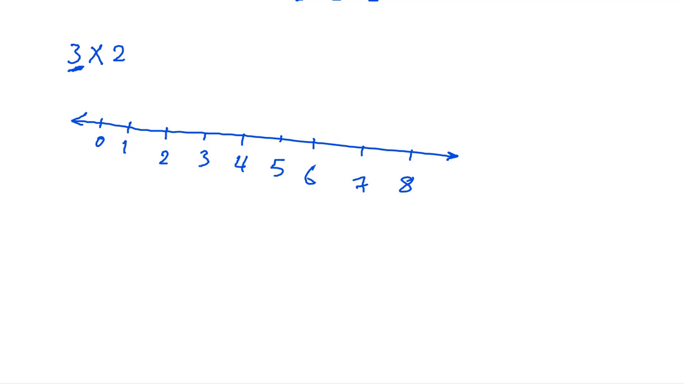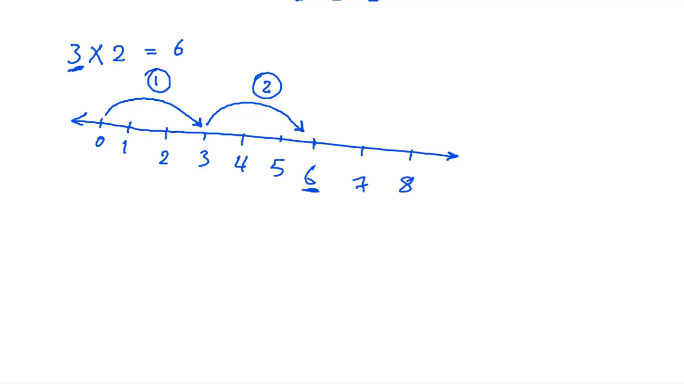Repeat this 2 times. So the first one from here to here, this is the first jump, number 1, 3. And in number 2, count from here to here: from 3 to 4 is 1, from 4 to 5 is 2, from 5 to 6 is 3. So I will reach 6. So the answer of this is 6.